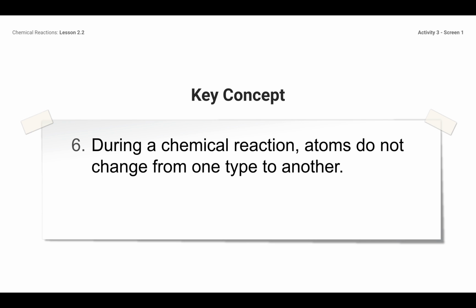Okay, we should be at key concept number 6. If you have this, you can move on. Key concept number 6 says during a chemical reaction, atoms do not change from one type to another. In other words, if I have an oxygen atom in the reactant, then in the product, or after the chemical reaction, that oxygen remains an oxygen. It doesn't change into a potassium. It doesn't change into a carbon. It stays an oxygen. Go ahead and write this key concept down and then continue with the video.